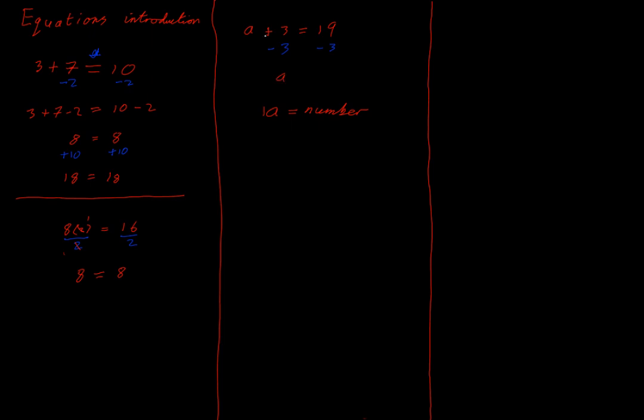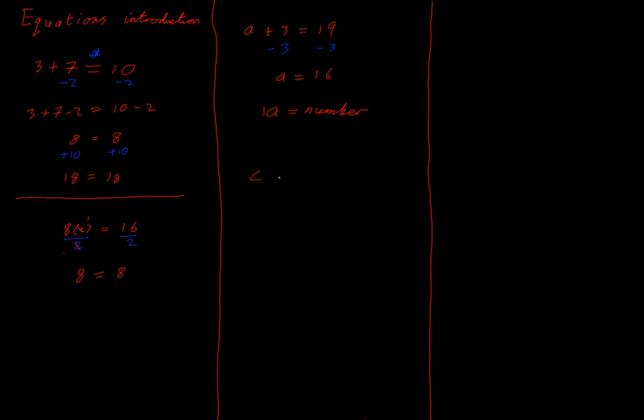So when I do that, I have A plus 3 minus 3 adds up to 0 as we wanted, because we didn't want A to be with anything on the left-hand side. Then my equal sign. And then I have 19 minus 3 is 16. So A is the number 16. Now that's what I wanted to know. 1A, A by itself means 1A, is equal to 16. Let's try another one.